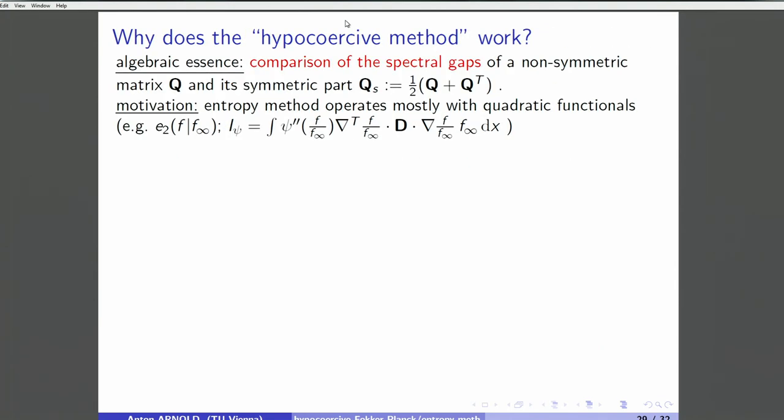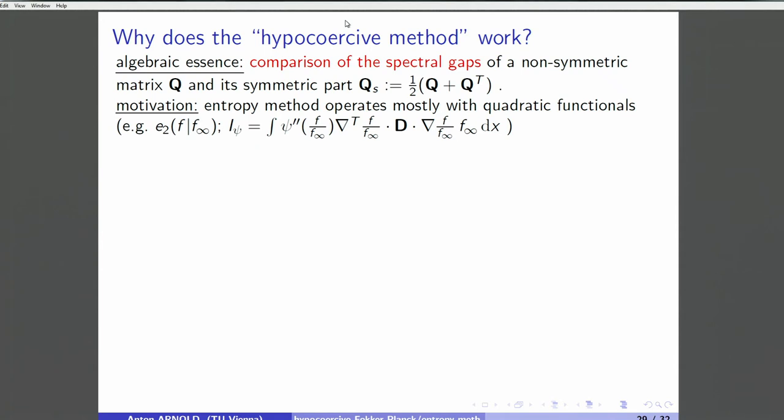So let me again give you an algebraic answer. And I want to base this algebraic answer on the following simple question. Let's compare the spectral gap of a matrix Q. Let's think of a matrix that is, again, positively stable. And let's compare the spectral gap of such a non-symmetric matrix with the spectral gap of its symmetric part. So that's 1/2 the matrix plus its transpose.